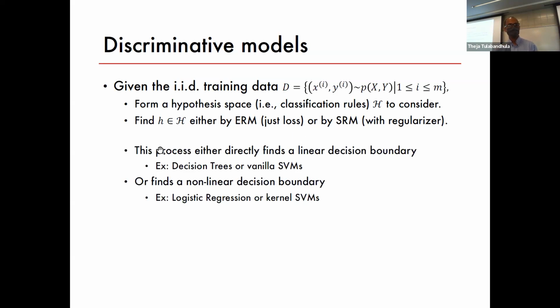And this process either directly focuses on getting a linear decision boundary. Sorry, this is again swapped. So it should be logistic regression or vanilla SVMs. The first example should be logistic regression or vanilla SVM. So they give you a linear decision boundary. Or you can find a nonlinear decision boundary, which is by decision trees. Decision trees, if you remember, can create all sorts of decision boundaries, even in two dimensions. And then there's something called kernel SVM.